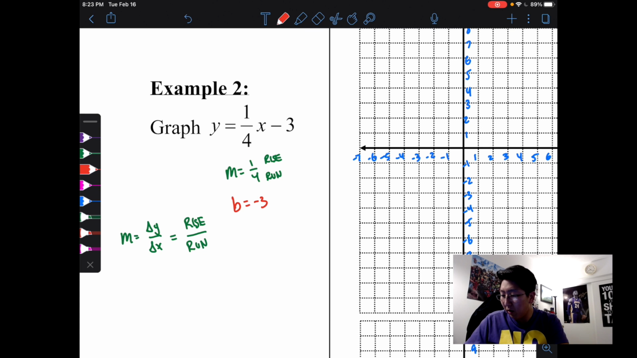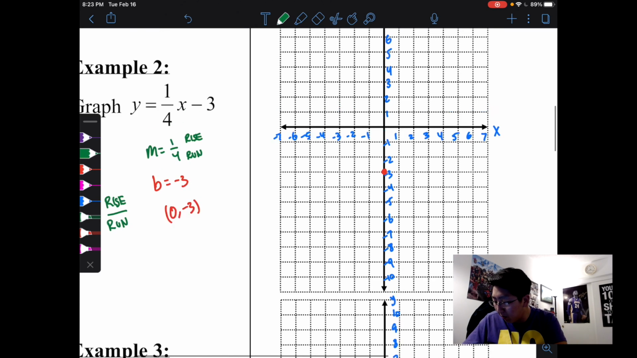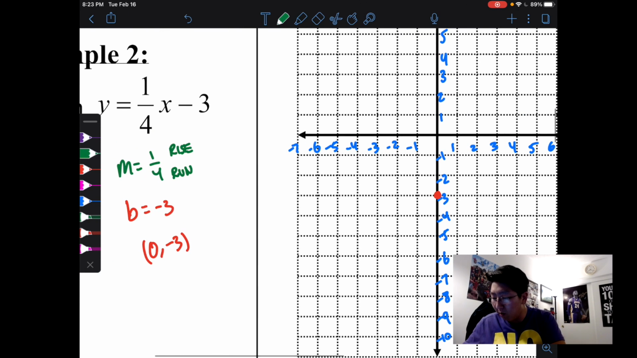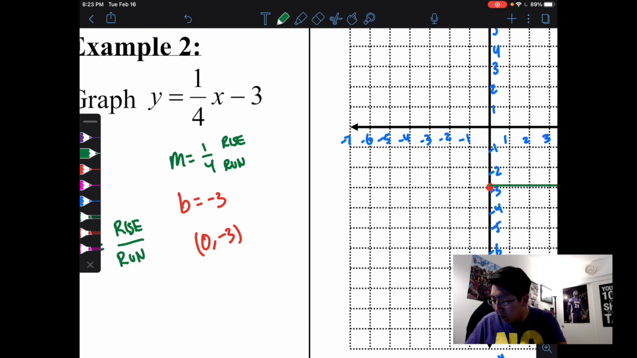But we start our line at our y-intercept, 0, -3. So I'm going to go ahead and find 0, -3. I'm going to rise 1, run 4. So I'm going to go ahead and run first, run, rise. Okay?